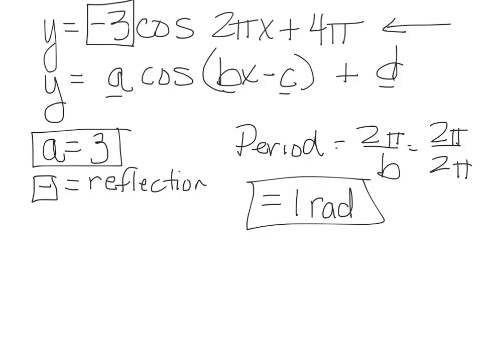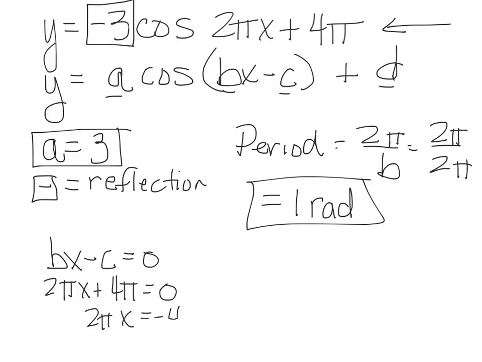Now, so we use the B. Now the C, remember, if we take bx minus c and set it equal to 0, we'll find out where this function should start. So that means that 2 pi x plus 4 pi equals 0. Subtract 4 pi, divide by 2 pi, and don't we get x equaling -2? If you divide by 2 pi here, the pi's cancel, -4 divided by 2. So this is going to start at -2.